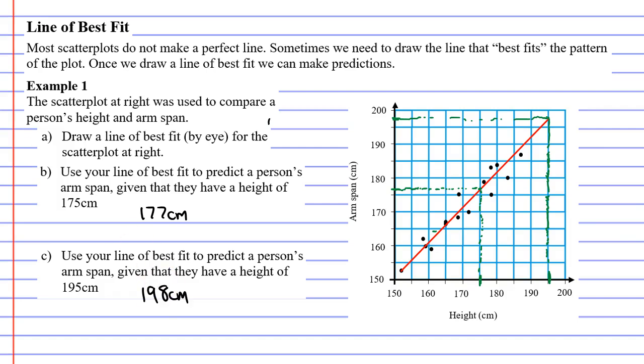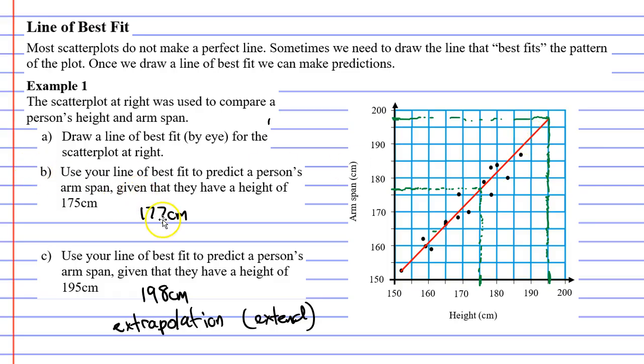Now I want to talk a little bit about question B and question C. Question C is an example of what is known as extrapolation. And extrapolation basically means to extend something. All right, just like we did with the line, we had to extend the line to answer the problem.